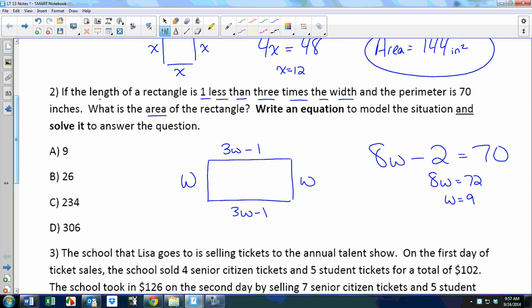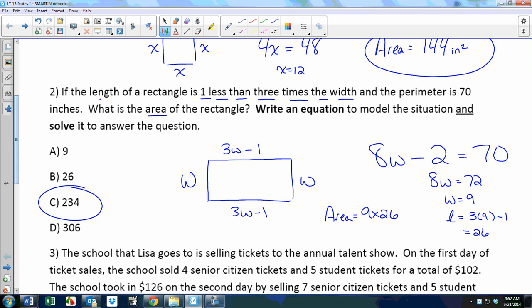Area. So length times width, that means we need the length. The length is 3 times W minus 1, so 3 times 9 minus 1 is 26. So your area is 9 times 26. I think that's 234. Is that what it is? Okay. 234. Notice the two distractors, A and B, they were 9 and 26, right?